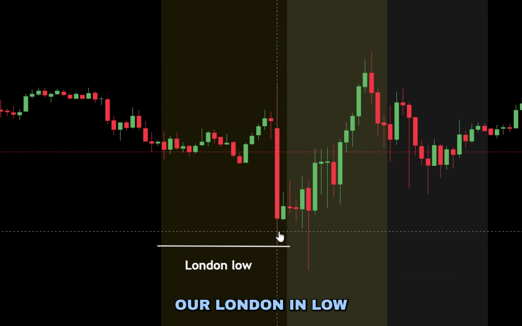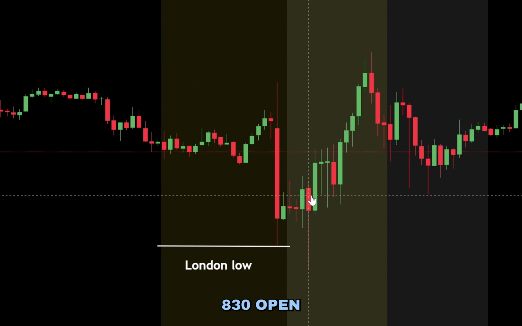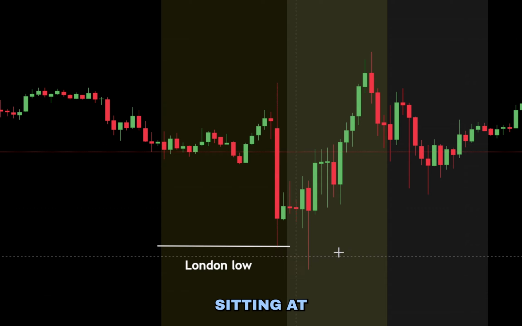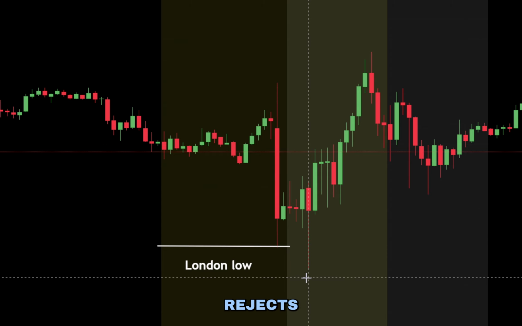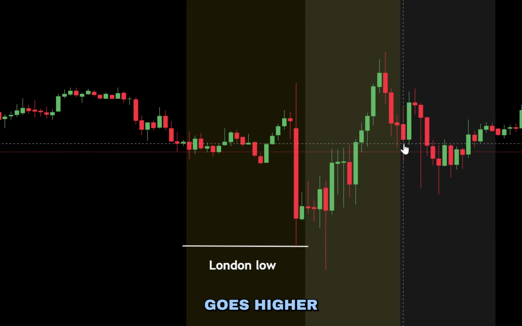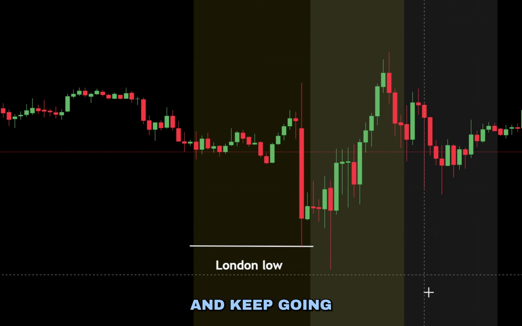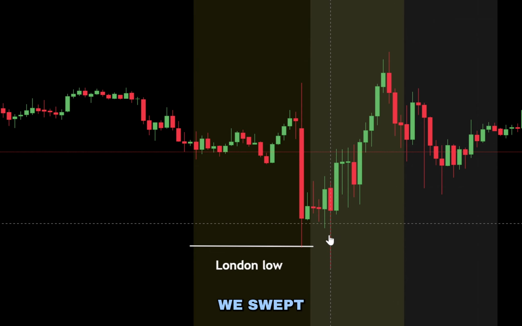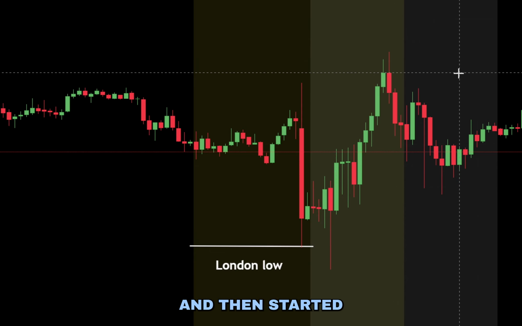So here we have our London low, 8:30 open, takes out this liquidity sitting at London low, sweeps it, rejects, and then goes higher. So on here, we just didn't run and keep going lower. We swept, rejected, and then started going higher.